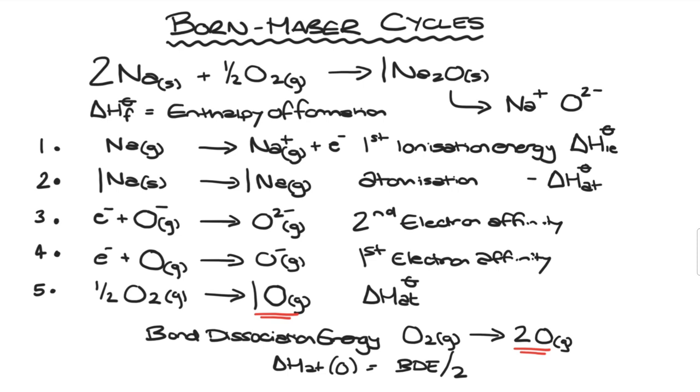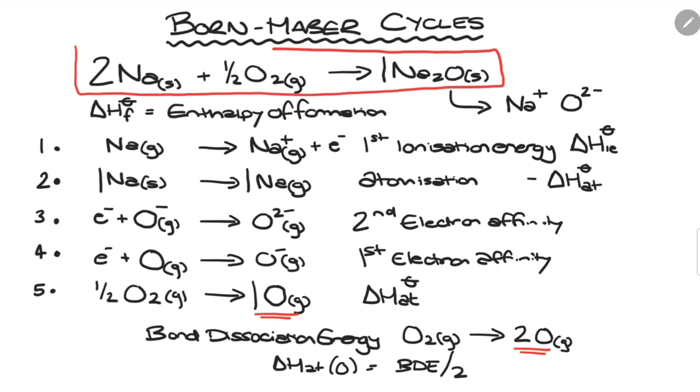And so what we've done here is we've now created a series of equations and a series of processes which must take place in order for this top equation, the delta HF formation of sodium oxide, to happen. So in order for this equation to take place, we now have a series of other equations which must take place in order for that top equation to happen.